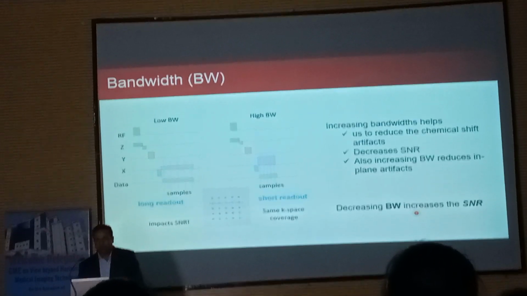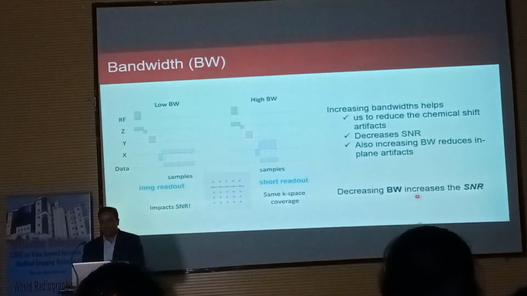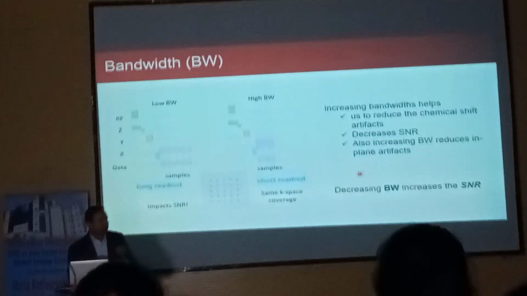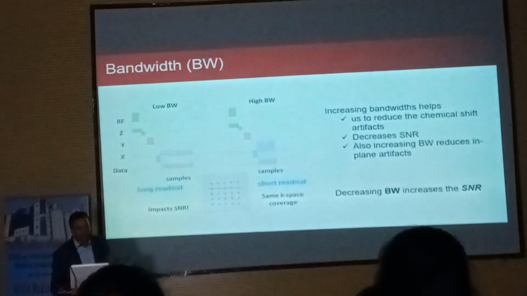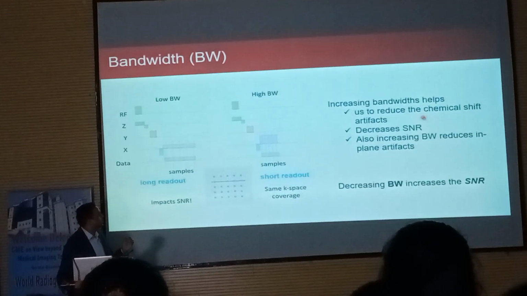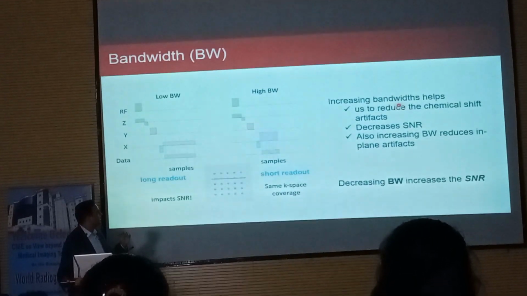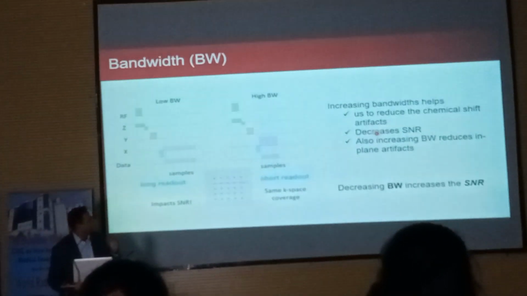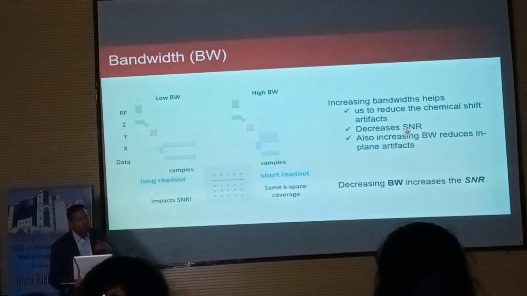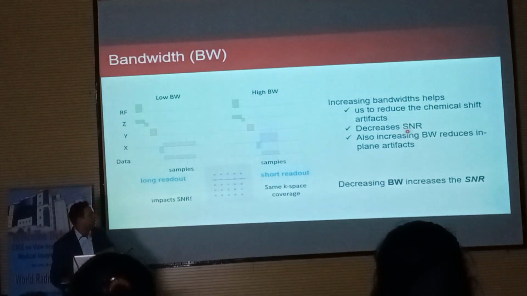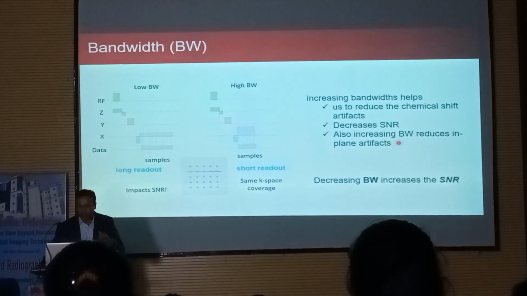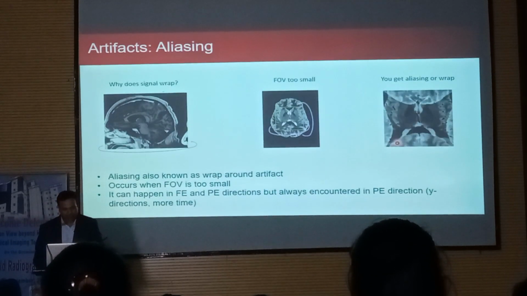What about bandwidth? It's a bit complex. Increasing bandwidth helps us to reduce the chemical shift artifacts. Like many times we have fat water swapping. So to deal with those artifacts, we need to increase the bandwidth. But at the same time, once you increase the bandwidth, it decreases the SNR. Or if you want to increase the SNR, you decrease the bandwidth because it's reverse. Increasing the bandwidth also reduces the in-plane artifacts.